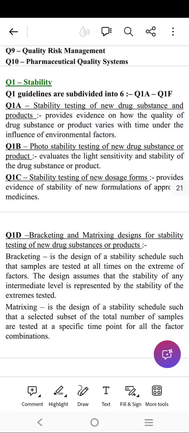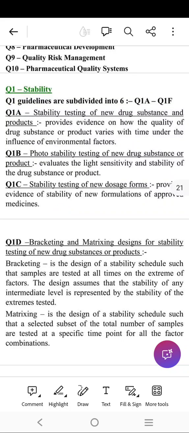The Q1 guideline is further subdivided into six parts: Q1A to Q1F. Q1A, stability testing of new drug substances and products, provides evidence on how the quality of the drug substance or product varies with time under the influence of environmental factors. Q1B, photostability testing of new drug substances or products, evaluates light sensitivity. Some products are very light sensitive, so we need to check that. It comes under Q1B.